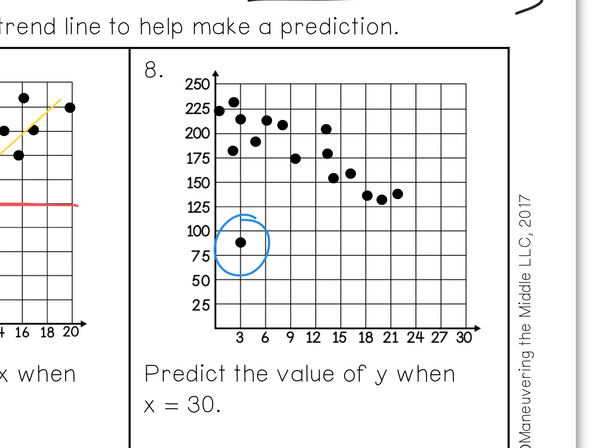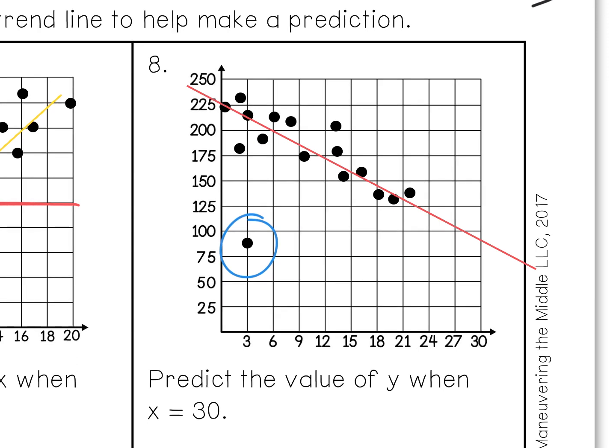Okay, and then once again, it looks okay. And it wants to know when x equals 30. So I didn't go far enough when I did my original line there, so I'll do another one. Okay, so it says predict the value of y when x is 30. Which one am I going to go to first, a y or x value? X. So I'm going to go to 30 and I'm going to draw up.